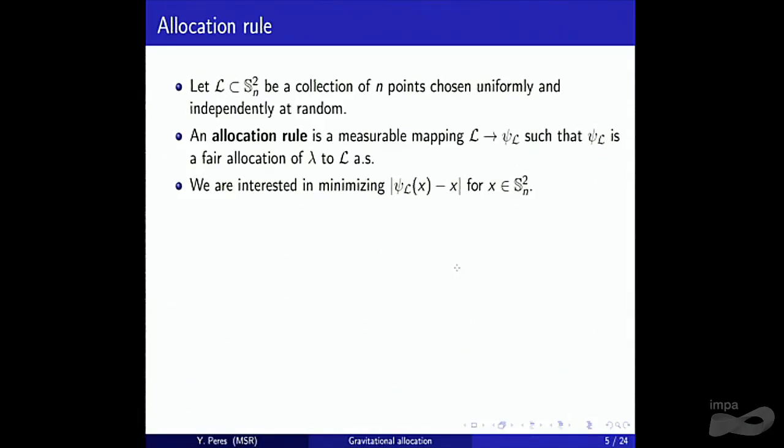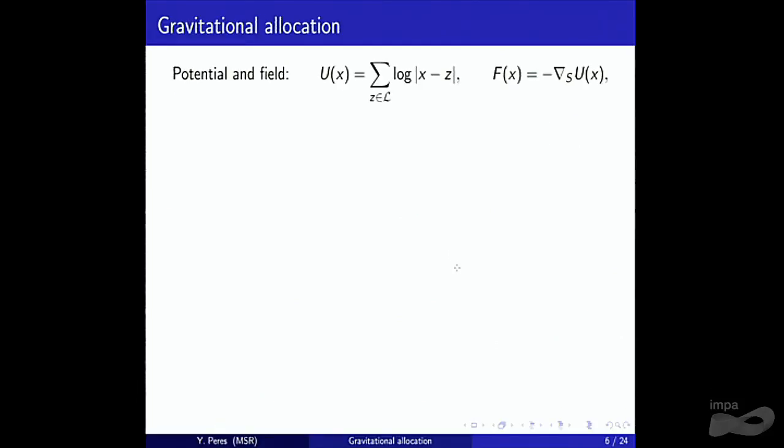So actually what we'll want is not just an allocation for a specific set of points, but an allocation rule, right? It maps every collection of points to an allocation. And then we would like the distance between x and its image, the star it's allocated to, to be small on average. So how does the gravitational allocation proceed?